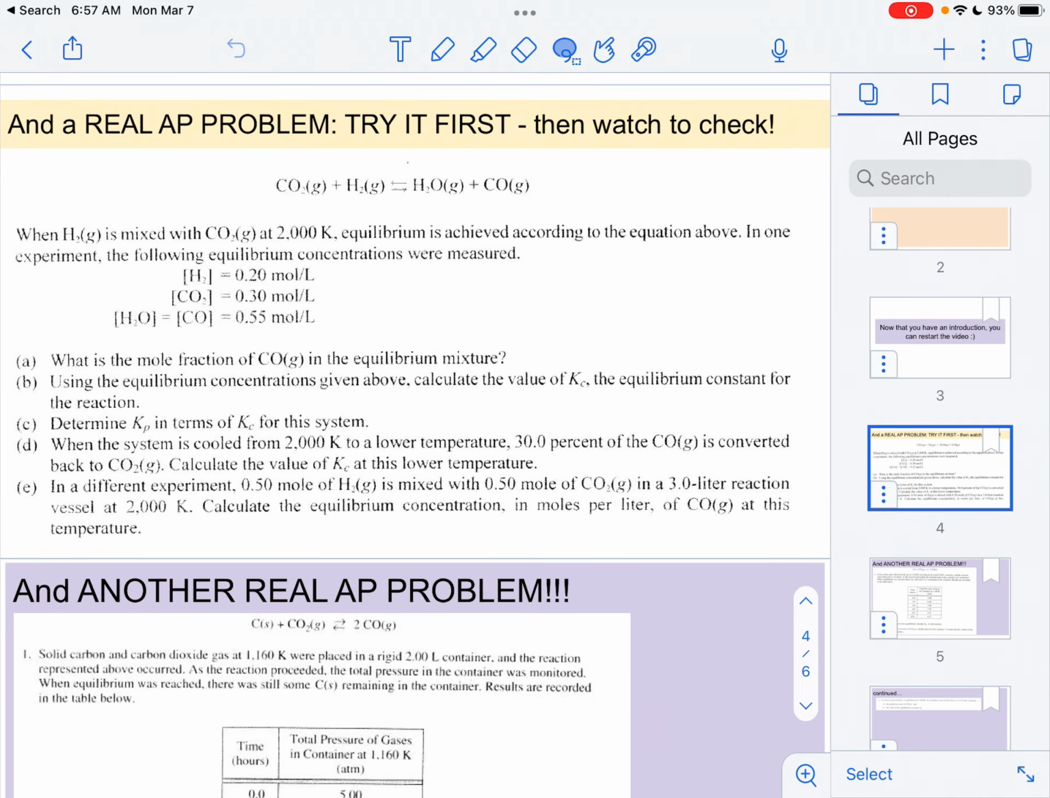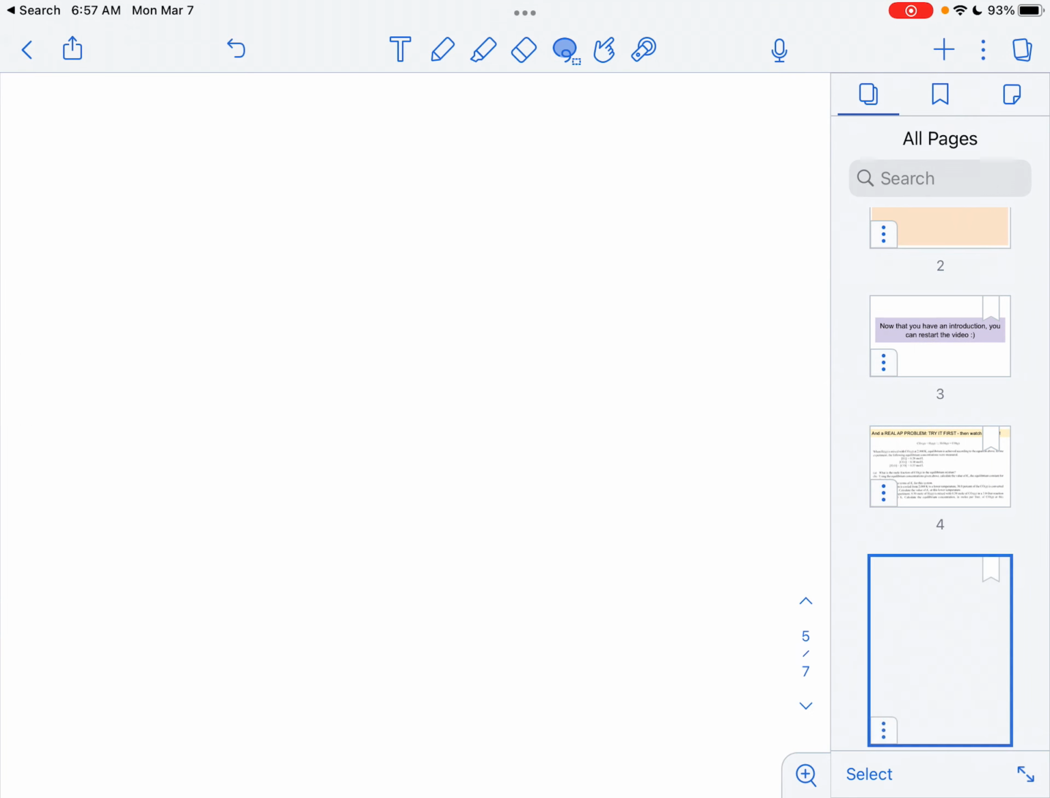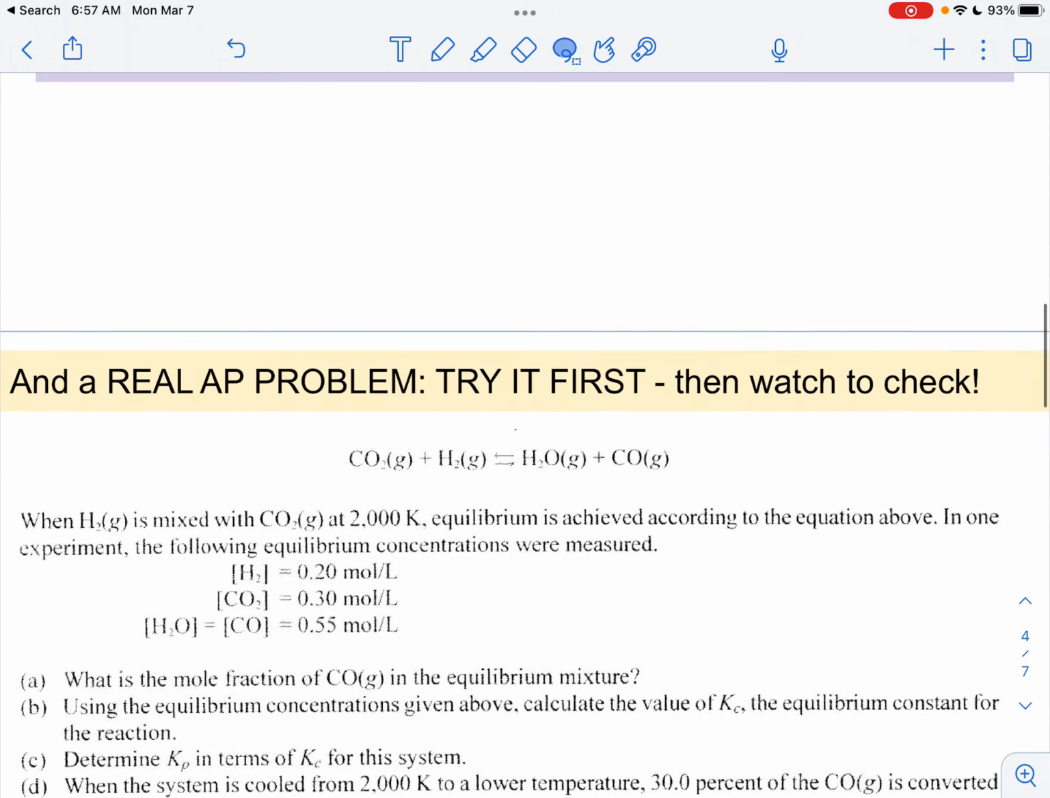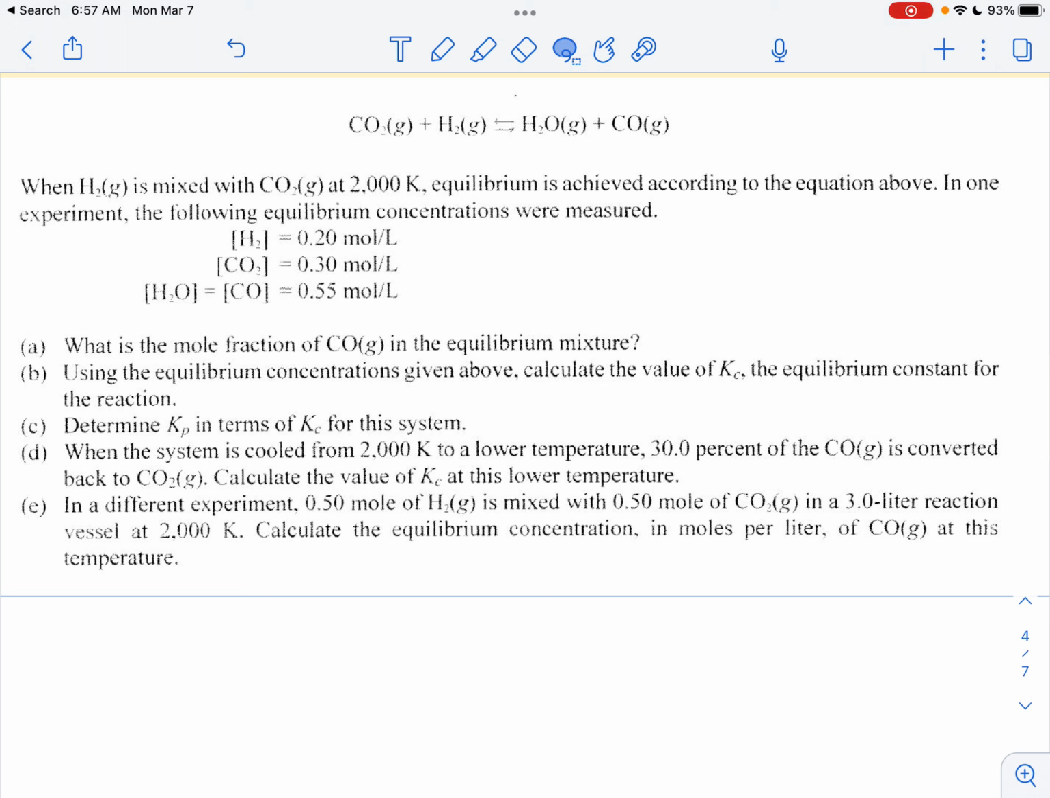I'm going to go ahead and add a page so I have some space to write, and get started. So in this question, they give you the equation and they tell you that you are starting with your reactants and that it reaches equilibrium, and then they give you something that I always pay really close attention to. They give you the equilibrium concentrations of all four things.